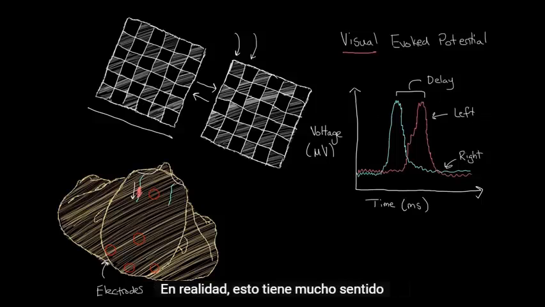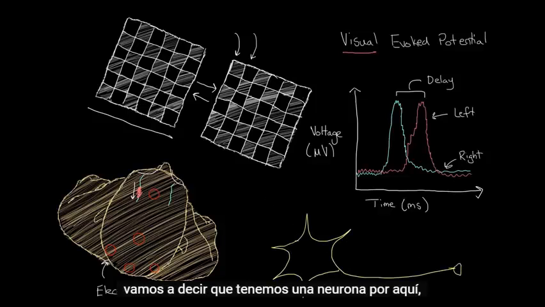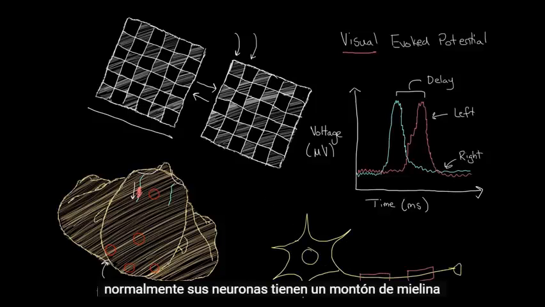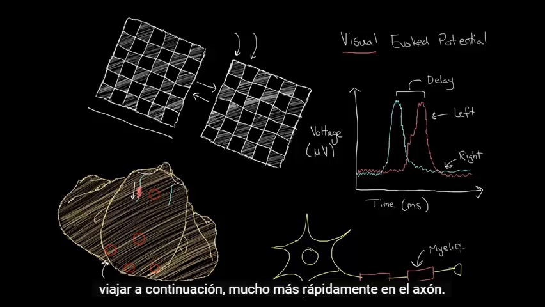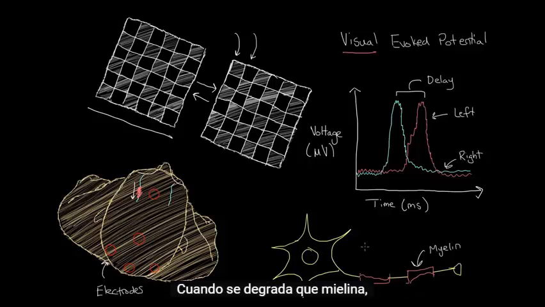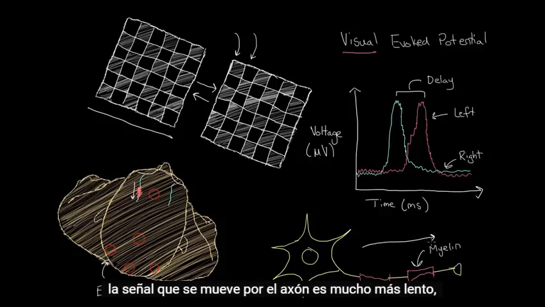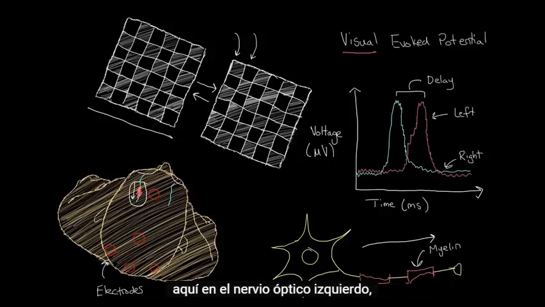This actually makes a lot of sense, because if we think back to it, let's say we have a neuron over here. Ordinarily, your neurons have a bunch of myelin that insulate their axons, and this myelin helps the electrical signals travel down a lot more quickly on the axon. But in multiple sclerosis, that myelin gets degraded. When that myelin is degraded, the signal that moves down the axon is a lot slower. So when you have all this degraded myelin over here on the left optic nerve, it makes a lot of sense for the signal to be slightly delayed.